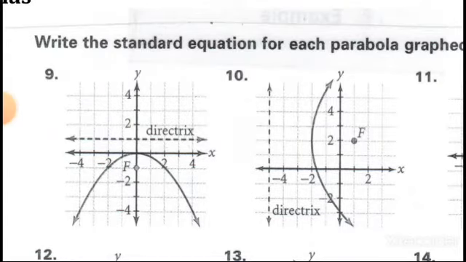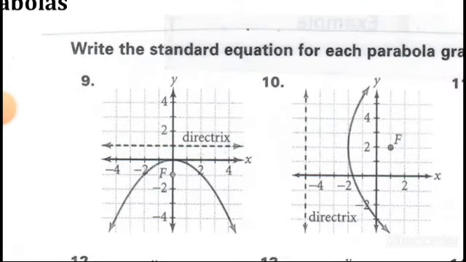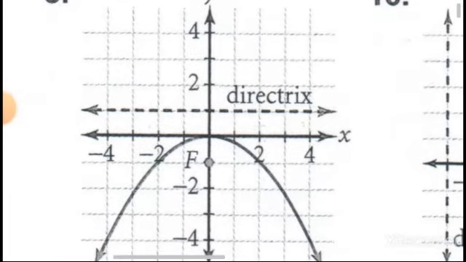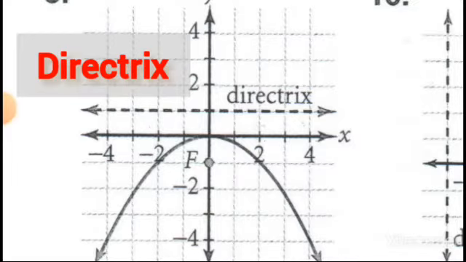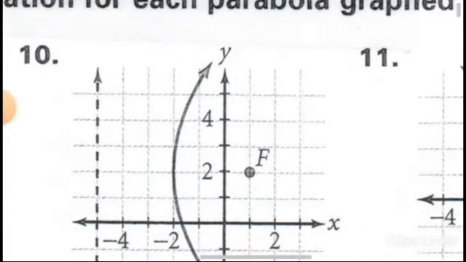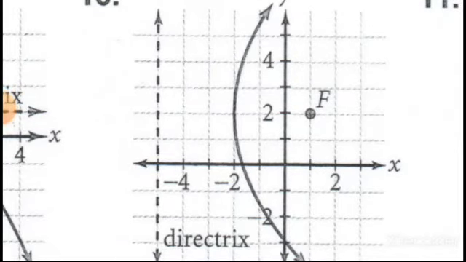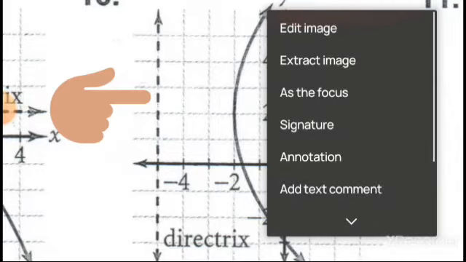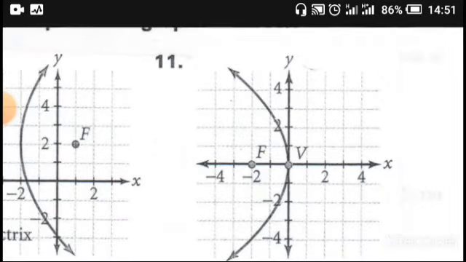Questions were like this: write the standard equation for each parabola graphed below. In the first video, I provided question number 9, question number 10, question number 11. Question number 9, you can see the parabola opens downward. You can see the directrix and the focus as well. Question number 10, you can see where the parabola has been translated. It opens rightward, and you can see the directrix there. This is question number 11.